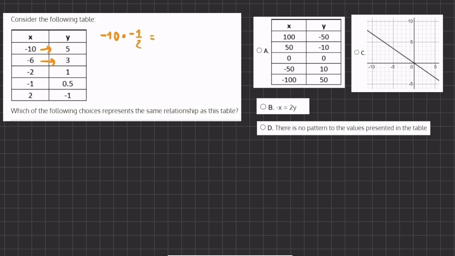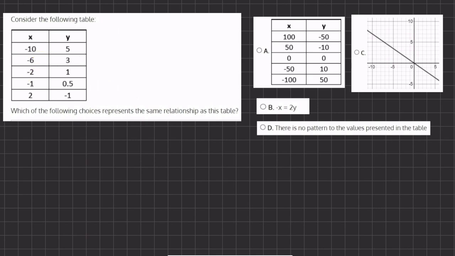Alright, and if we do this, we get 5. Let's check another one. If we have negative 6 and we multiply it by a negative half, we get 3, which is also right. Let's take this negative 2, and if we multiply by a negative half, we will also get 1. And this is true for all of the values, and you are more than welcome to check this on your own.